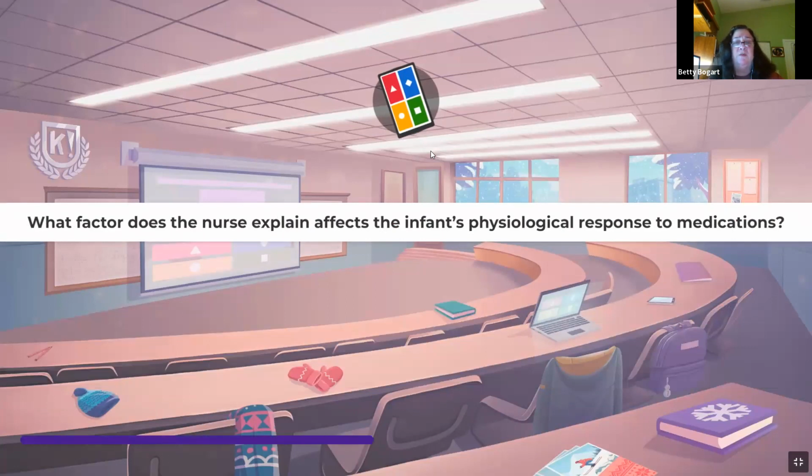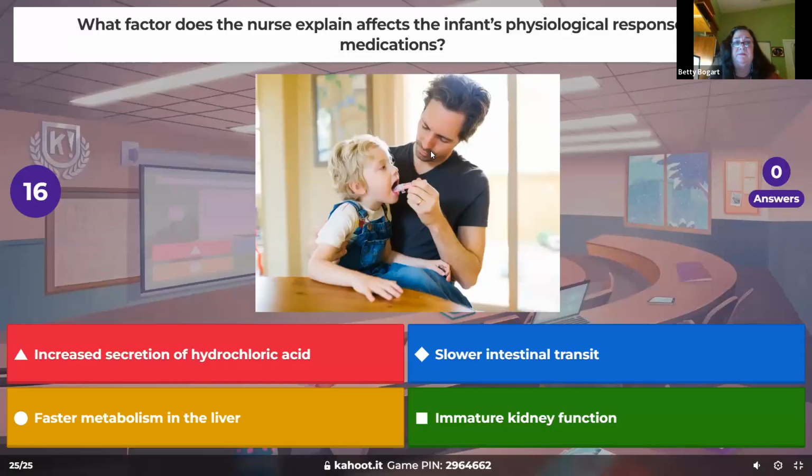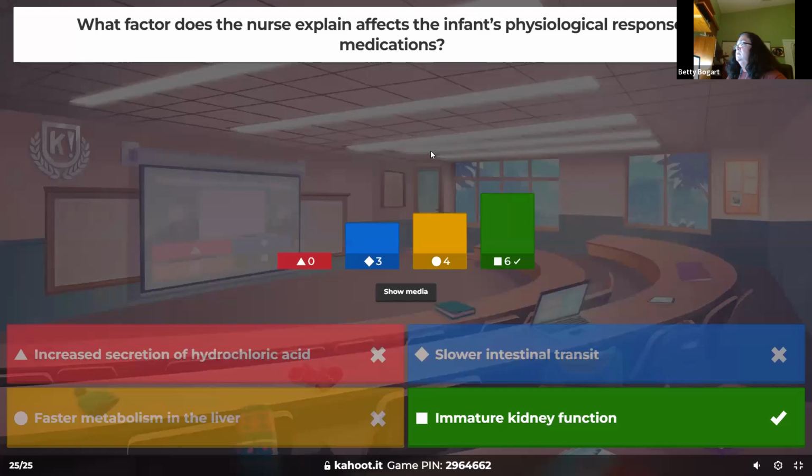What factor does the nurse explain affects the infant's physiologic response to medications? So we know in children, everything is slower and immature. They have decreased secretion of hydrochloric acid, slower metabolism. We have a faster intestinal transit, but it's the kidney function that's immature. Of all of these things, that would make you think about the effect of medication on an infant.